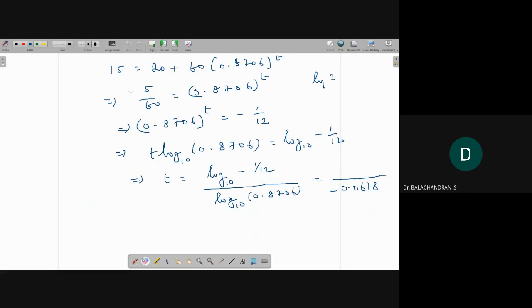So if temperature is 35, what is the small t? This is actually 35 minus 20, 15 by 60. So 15 by 60 means 1 by 4.